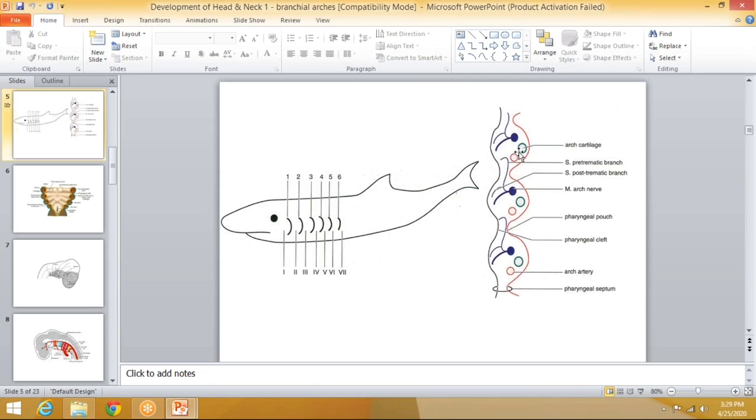Now each arch has its own cartilage, its own blood supply and its own nerve supply. So we have 6 pharyngeal arches, out of which the 5th is rudimentary. The 5th gives only one ultimobranchial body. Rest, every arch has its own cartilage. From that cartilage, it gives rise to the bony part. It has its own nerve supplying that particular area and it has its own blood supply.